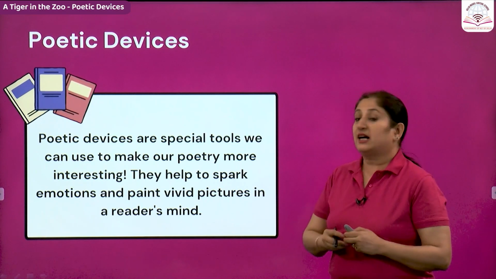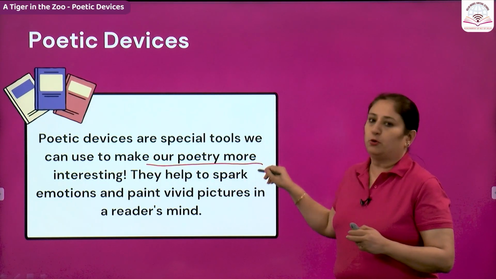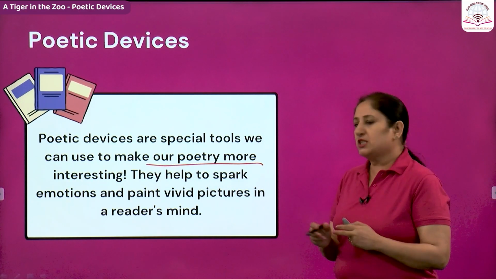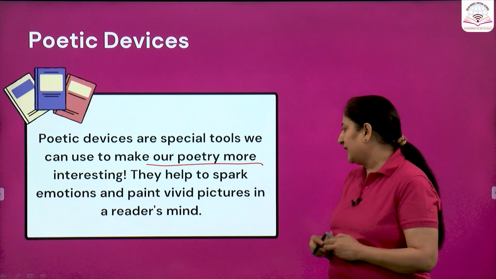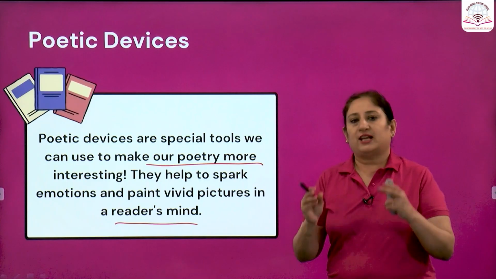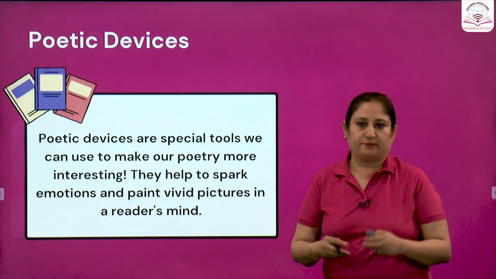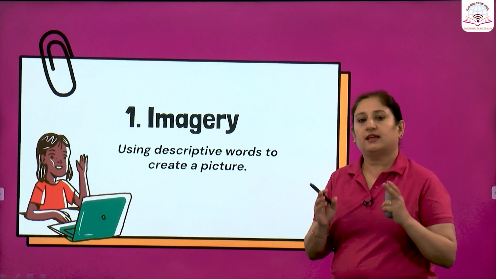Poetic devices are special tools which we can use to make our poetry more interesting. They help us to spark emotions and paint vivid pictures in a reader's mind. Now let's try to understand the poetic devices used in this poem. The first poetic device is imagery.